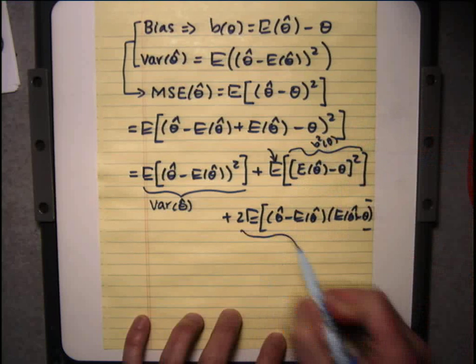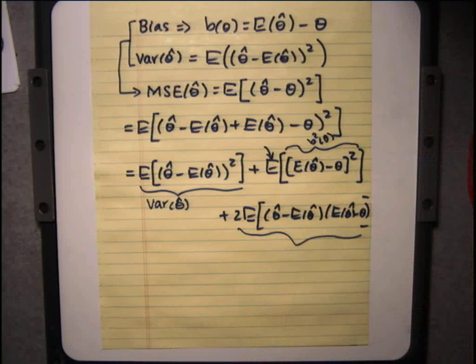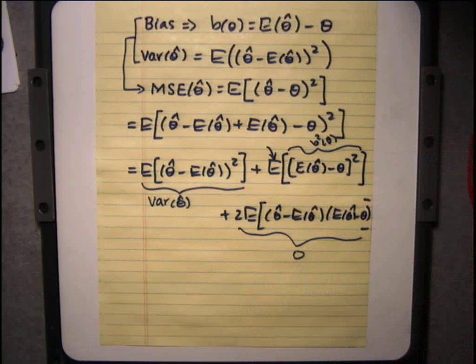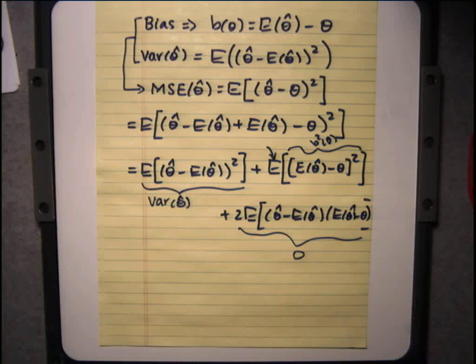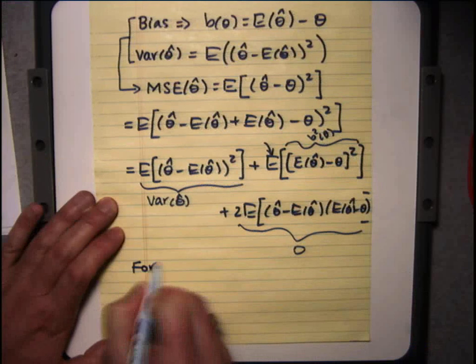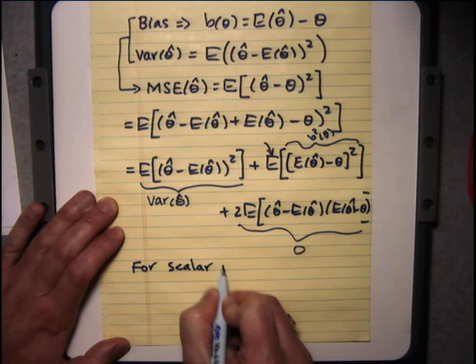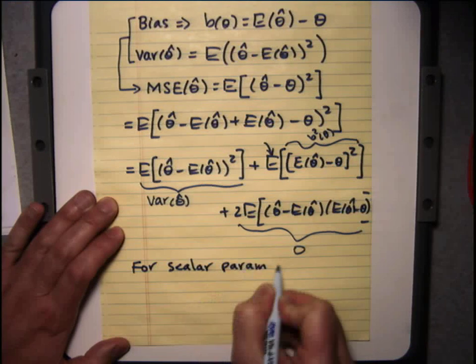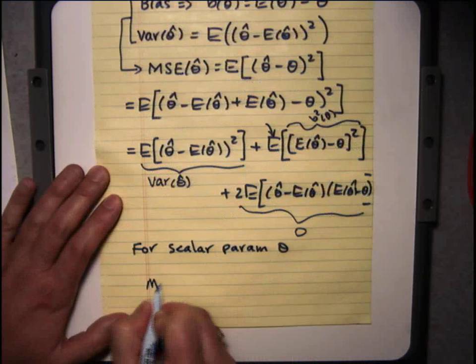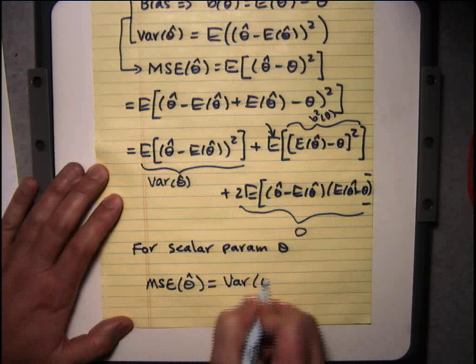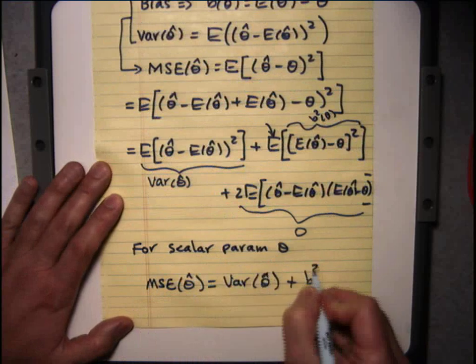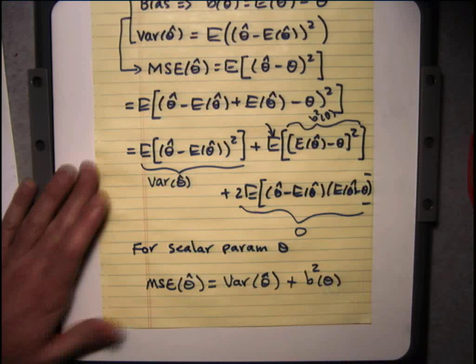So this term here is the square of the bias. Now it turns out that if you expand this guy out, this expected value turns out to be equal to 0. And that's not hard to see. You just multiply the terms out and you'll see that this turns out to be 0. So the bottom line is, for a scalar parameter theta, the mean squared error in estimating that parameter is the variance of the estimate plus the square of the bias.